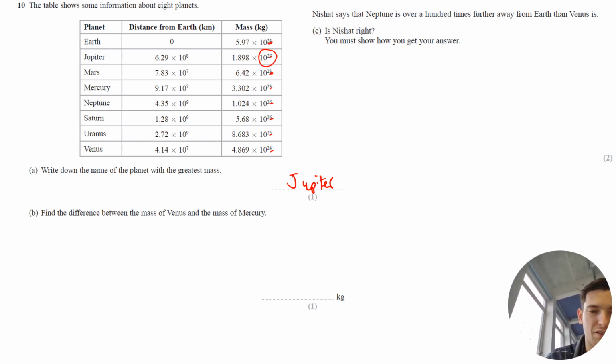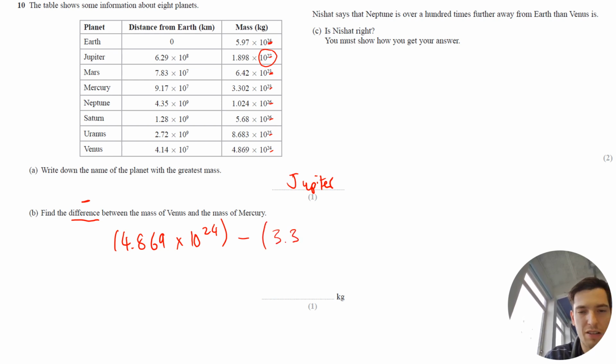Find the difference. Okay, difference means subtract, between the mass of Venus and the mass of Mercury. This is going to be easy because I've got a calculator. I'm going to start off with Venus because that's bigger, and I'm going to write down my working out. All I'm going to do is plug this into my calculator.